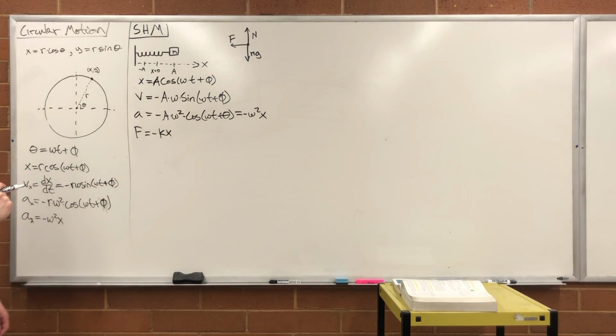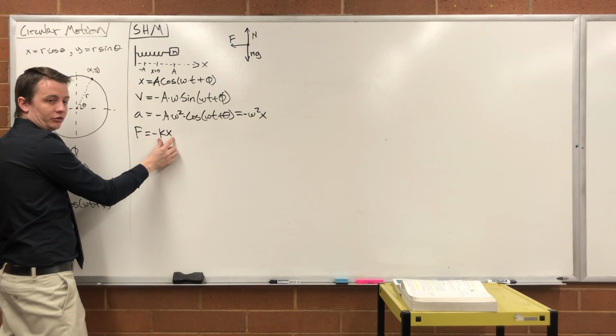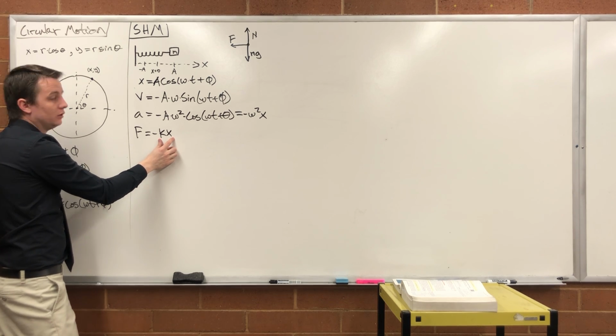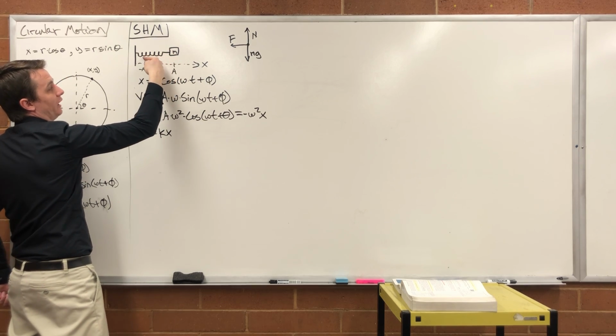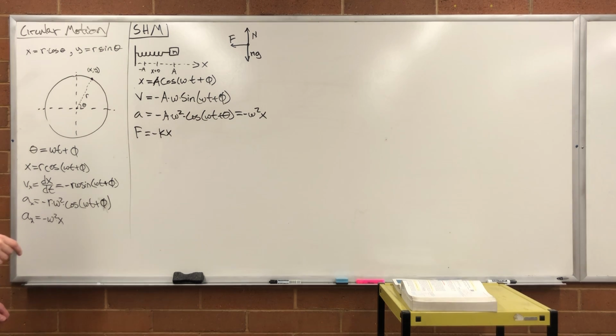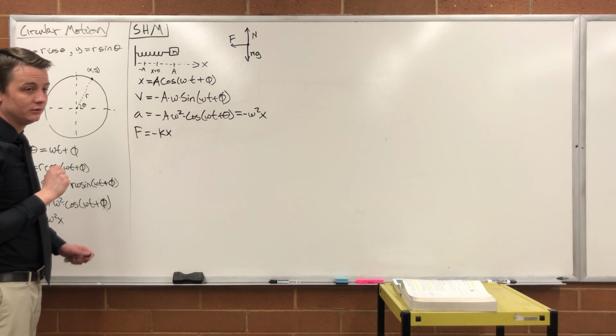The force is proportional to the displacement. The further I stretch a spring, the more force is pulling it back. And force is always in the opposite direction of your displacement. I displace it this way, so my force is that way. If I were to instead compress it this way, my force would be that way. In an ideal spring, for Hooke's law, the force is always in the opposite direction of your displacement.